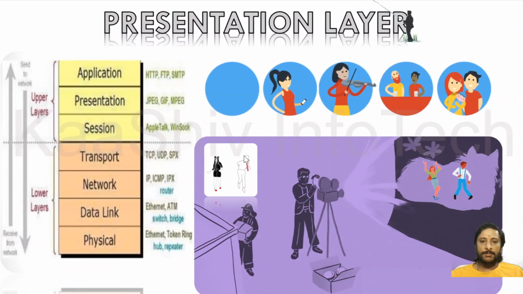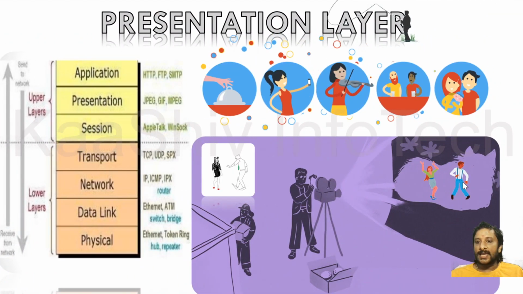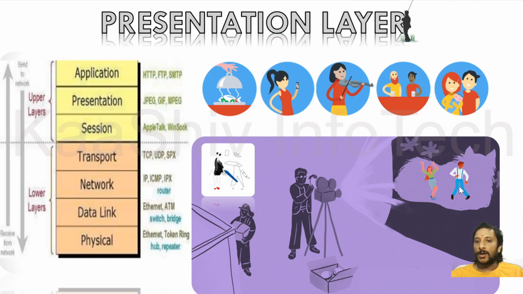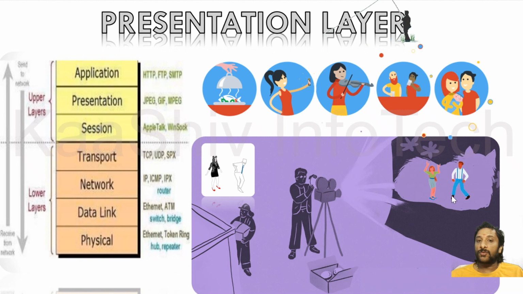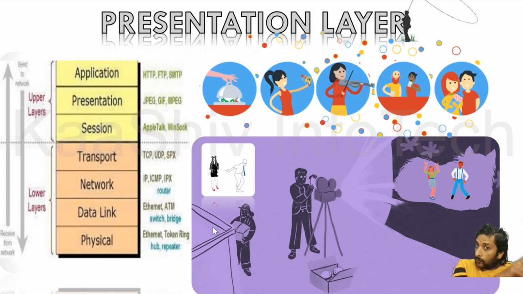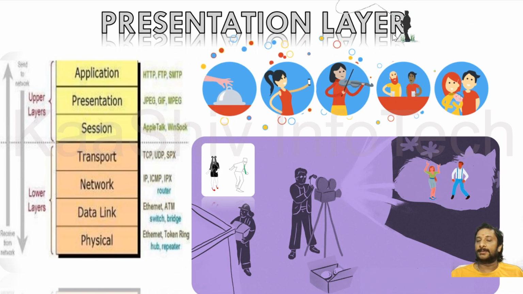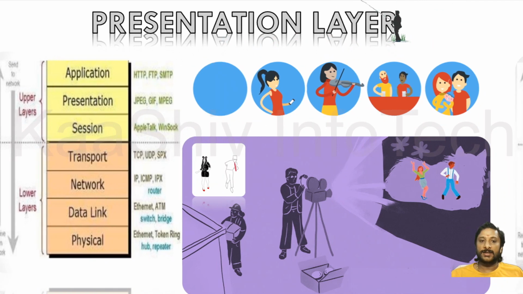Now I got the image sent, but via the network, the image is encrypted and converted into a different format. How is the presenting happening? Whatever the data is, it is converted into a different format. It can be JPEG, GIF or MPEG images. So converting your format into another format is done in the presentation layer. That is called the presentation layer.